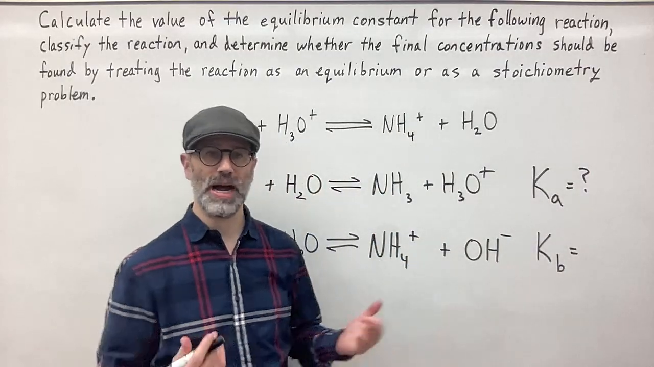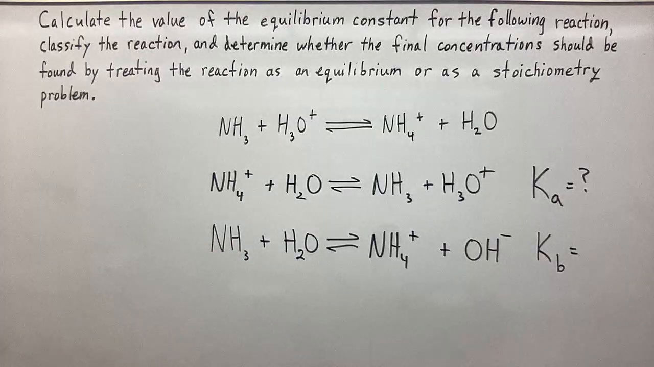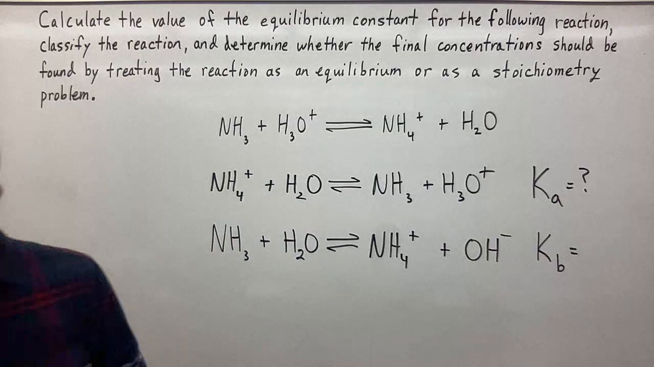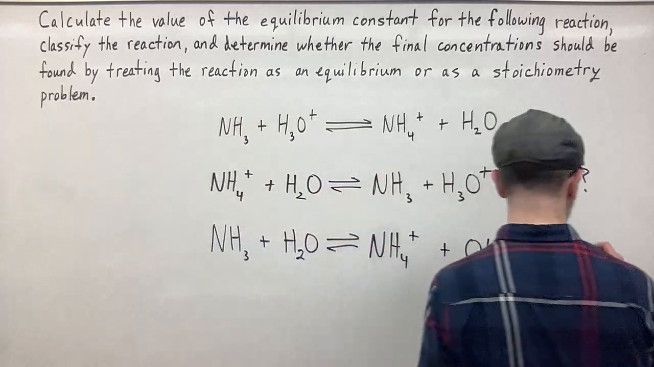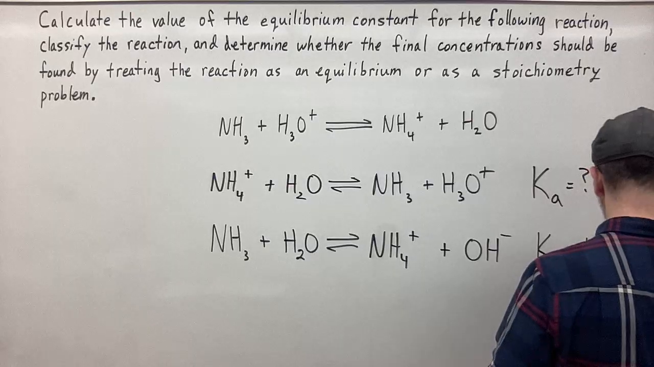So this does have a Kb value associated with this, and this we can actually look up in a table somewhere or on the internet. So if we look up this value, we get 1.8 times 10 to the negative 5.